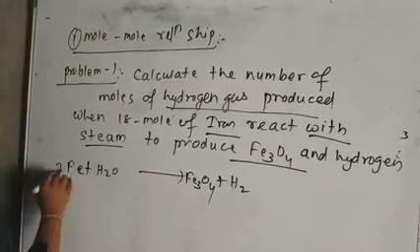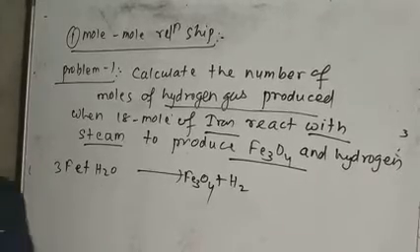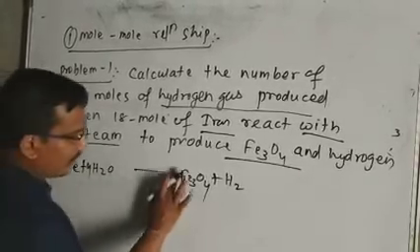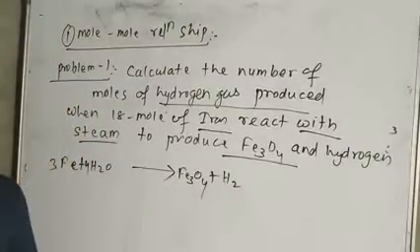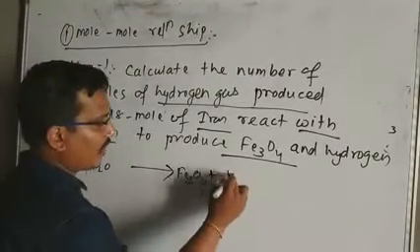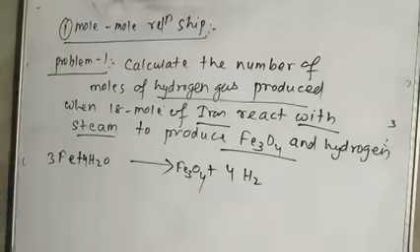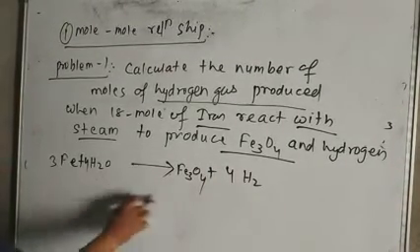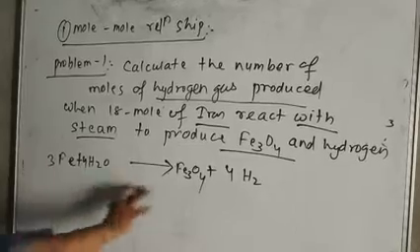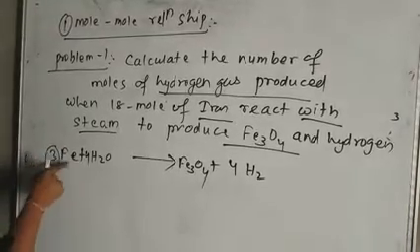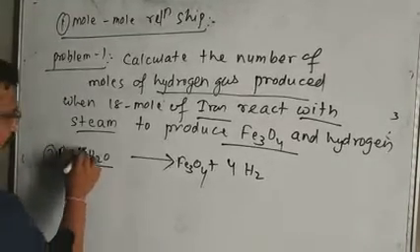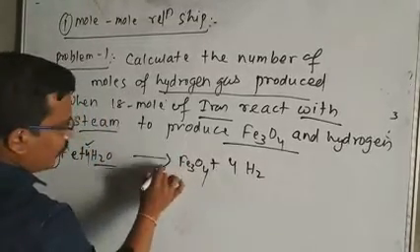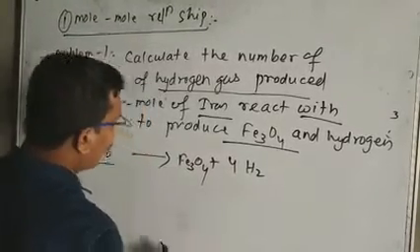If you want to balance the equation, then 3Fe plus 4H2O gives Fe3O4 plus 4H2. This is a balanced equation. After writing the equation, your aim is to balance it like this. From the equation, the coefficients are: for iron 3, for water 4, for Fe3O4 1, and for hydrogen 4.